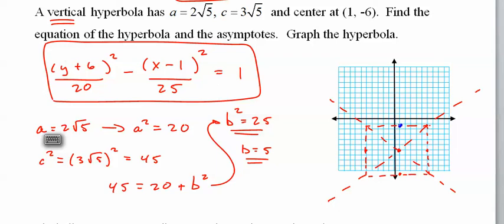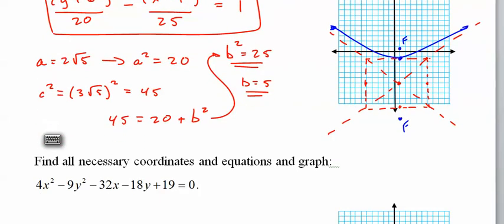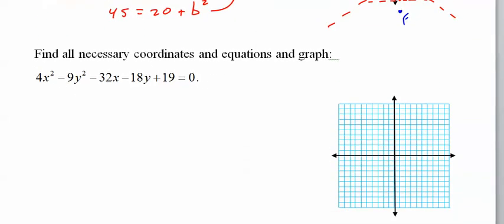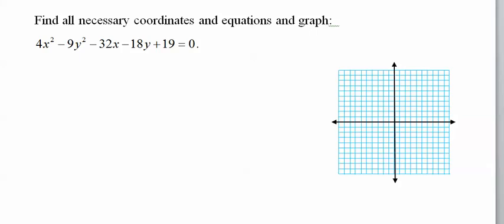It's vertical, y is first. Foci is at root 45, which is about 6 point something. 1, 2, 3, 4, 5, 6. It's about there. About there. And again, I'm not going to do the equations of the asymptotes, just in the interest of time. I'd like to repeat, going through a lot of material fairly quickly. Feel free to hit the pause and rewind button to watch it again.